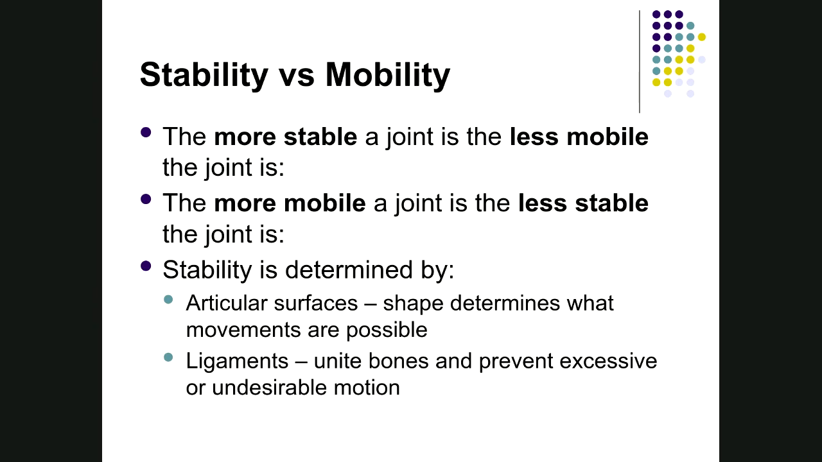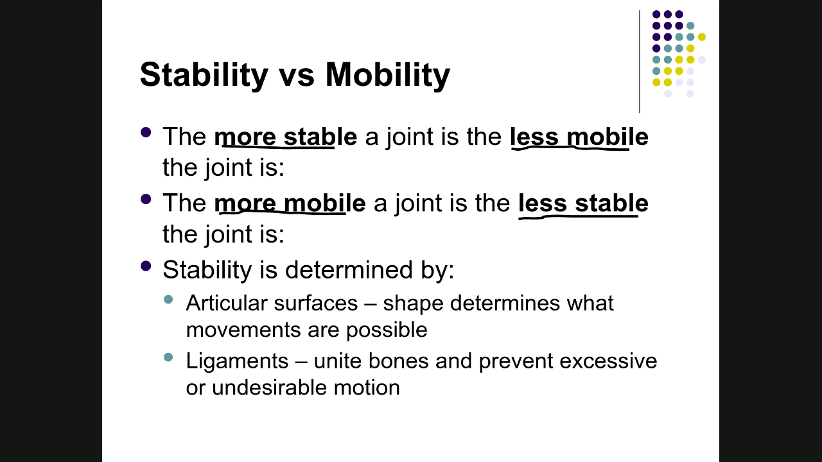Okay, well, remember that joints have 2 functions. One is to give our skeleton mobility, but the other is to hold the skeleton together. In other words, provide stability. But these 2 things are opposites. And so if you gain in one, you're going to lose in the other. So the more stable a joint is, the less mobile it is. And the more mobile it is, the less stable it is.